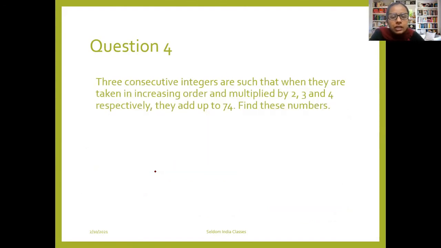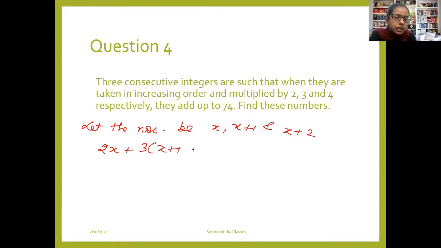Three consecutive integers are such that when they are taken in increasing order and multiplied by 2, 3 and 4, they add up to 74. Find these numbers. Okay, so whenever there is consecutive, always suppose let the numbers be x, x plus 1 and x plus 2. Now take them in increasing order and multiply them by 2, 3, 4. 2x, 3(x plus 1) and 4(x plus 2). They will add up to 74.